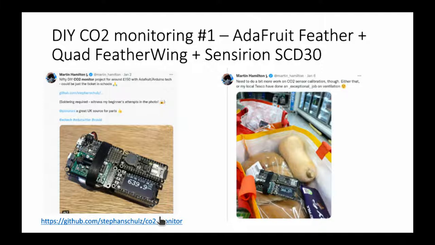So what am I really here to talk about? I tried building a few cheap and cheerful DIY CO2 monitors. Remember the Learnometer? It's like 500 euros. Could we make something which does maybe just a little subset of what the Learnometer does, and does it for a lot less? And so this is taking you through what I've done.